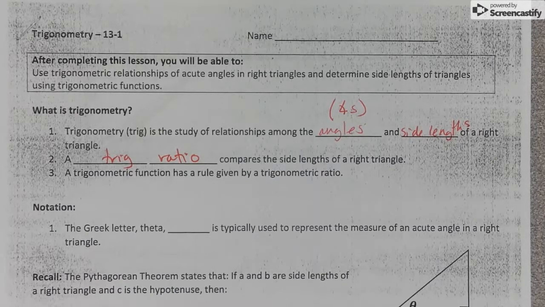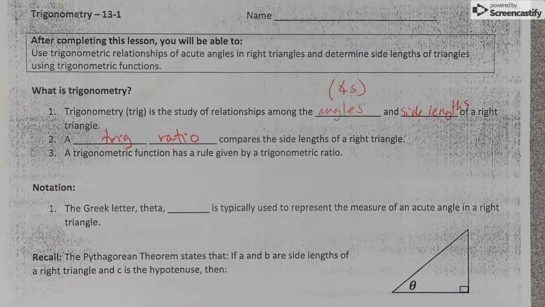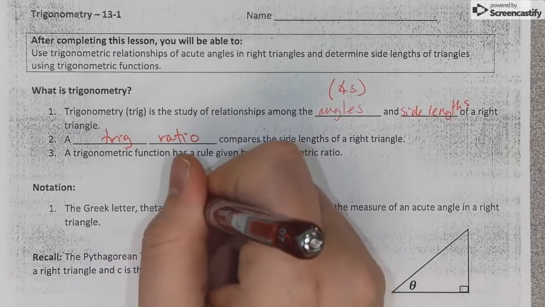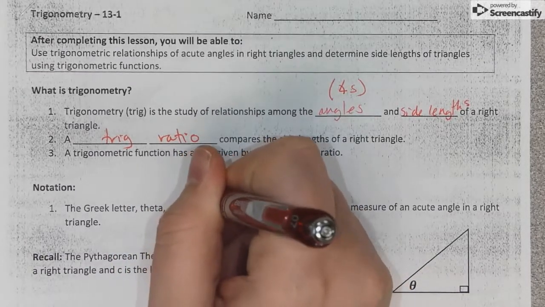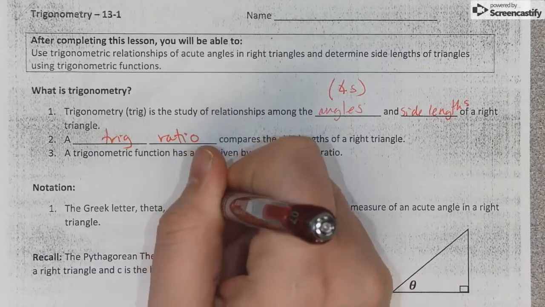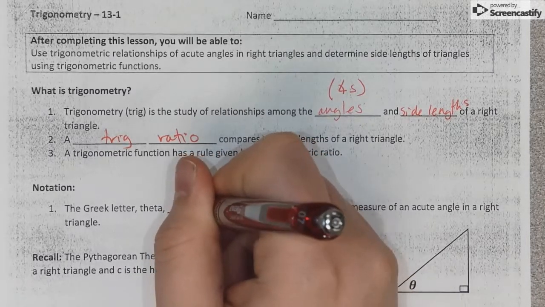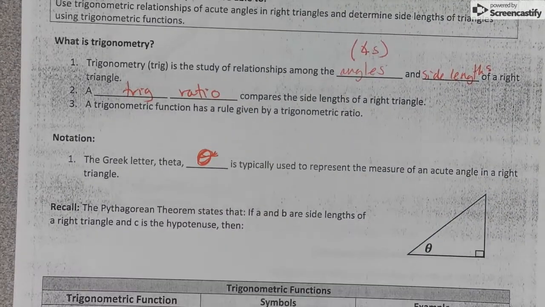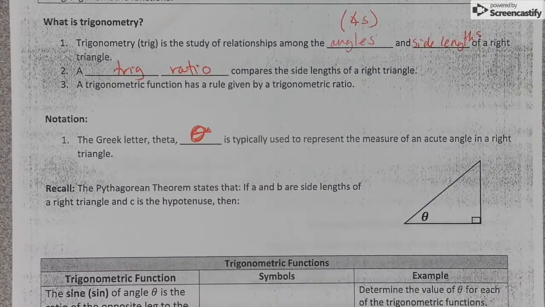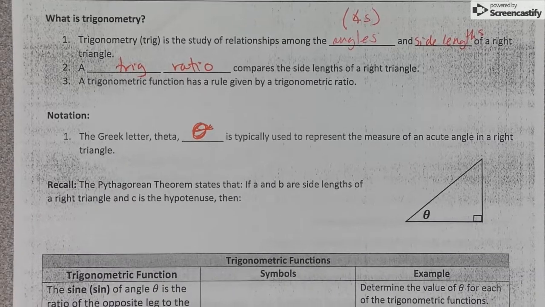So just a bit of notation that we're going to use throughout this chapter is this Greek letter theta. It looks sort of like a circle with a line through it. That's what theta looks like. It's typically used to represent the measure of an acute angle in a right triangle.